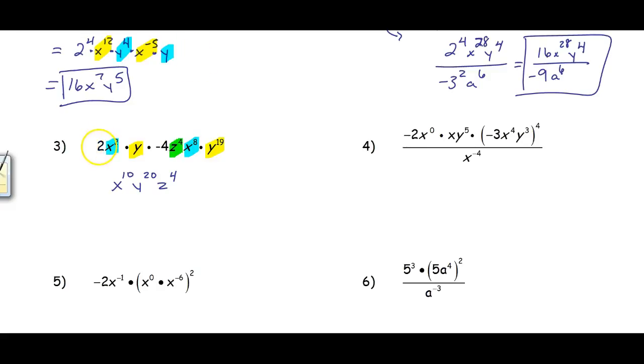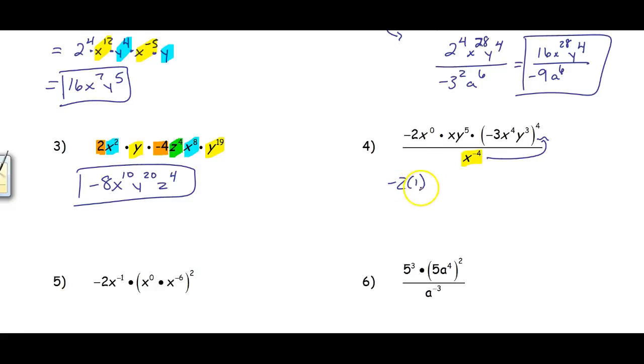And now you have your whole numbers out front. 2 times -4 is -8. No negative exponents to move, so that's your final answer. All right. So, number 4, you have a negative exponent, so go ahead and move that up to the numerator. So let's go ahead and simplify.